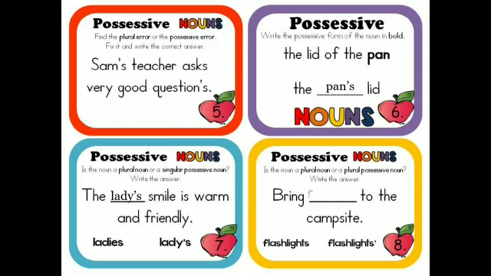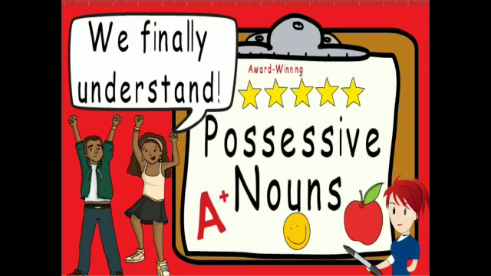Now the last is, bring dash to the campsite. Now the answer will be flashlights. Why? Because there are so many flashlights there, so we have used the plural form. Okay. Bring flashlights to the campsite. So with the help of this exercise, you must have understood how to use possessive nouns, how to show the possession of the nouns.